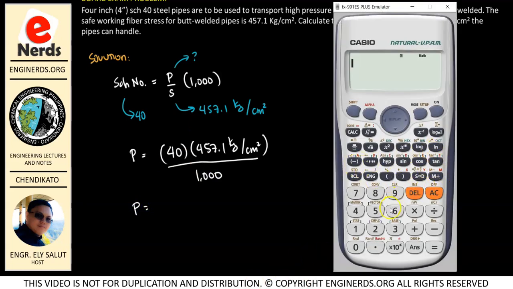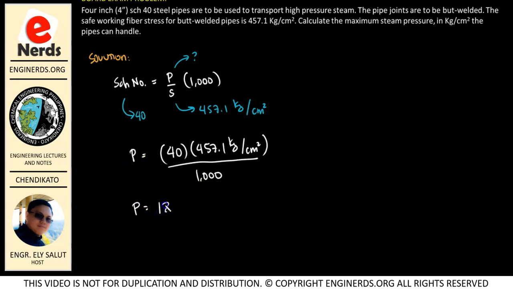So we have 40 times 457.1 and divided by 1,000. So that means we have 18.284 kilogram per centimeter squared. Okay, so this is our final answer para sa problem natin na to.